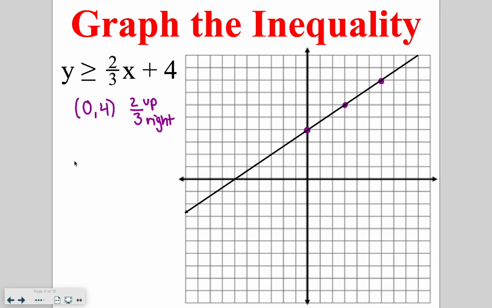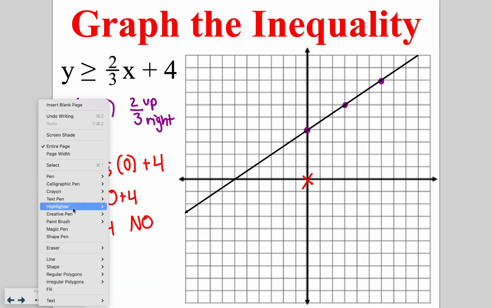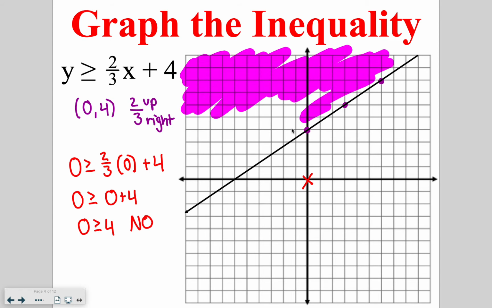So what that means is when we plug in 0 for y and we plug in 0 for x, we need to decide if this is a true or false statement. So 0 is greater than or equal to 0 plus 4, giving me the statement that 0 is greater than or equal to 4. 0 is not greater than or equal to 4, which means that the point 0, 0 cannot be part of my answer. If 0, 0 can't be part of my answer, that means anything below the line is not going to work. So then you are going to shade in the other side of this line.